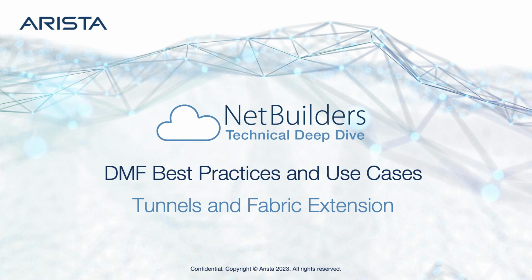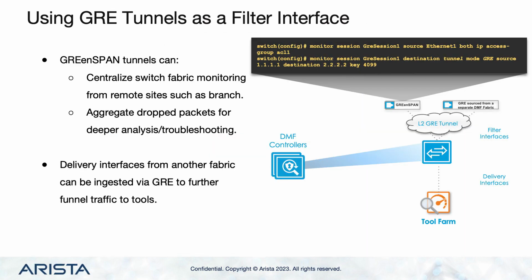Thanks, Mark. Now that we understand how to establish a GRE tunnel, how can we take advantage of it to monitor traffic? Let's review a few situations where we can use it on the filter side. One way to take advantage of a GRE tunnel being used as a filter interface would be by encapsulating span sessions directly on the monitored switches and tunneling it via GRE to our DMF filter switch within the DMF fabric. In the Arista world, being able to create a span session on a switch and encapsulating it via GRE is called Greenspan.